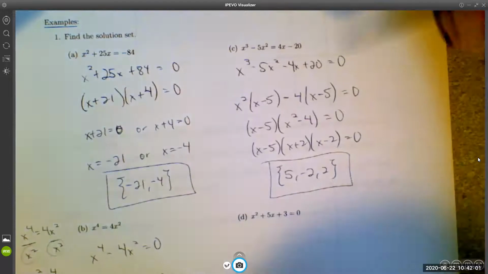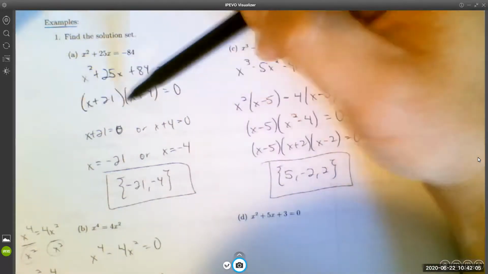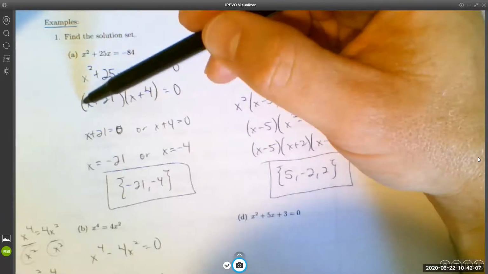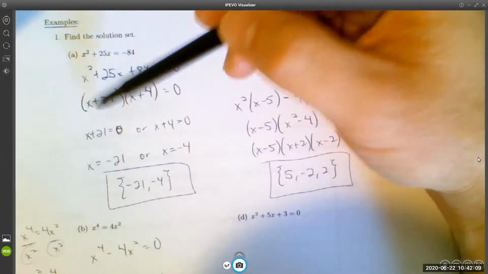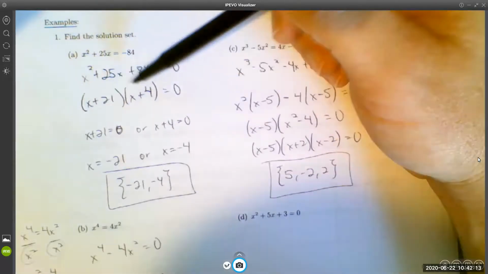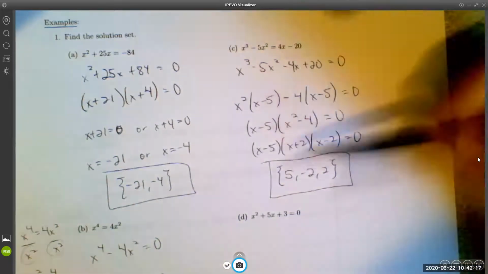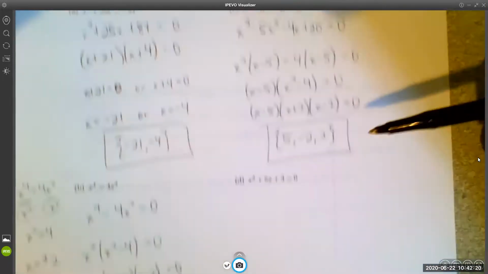Of course, that really only works if you have a 1 as your leading coefficient in each of the factors. If this were like a 3 here, then the answer wouldn't be -21, it would be -7, because you'd have to move over the 21 and then divide by 3. But anyway, that's that. Part D.